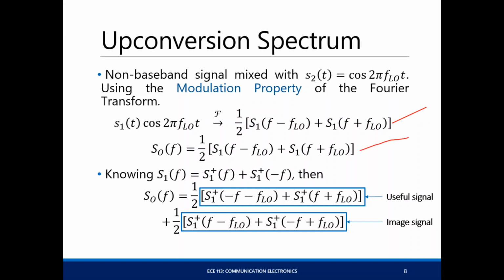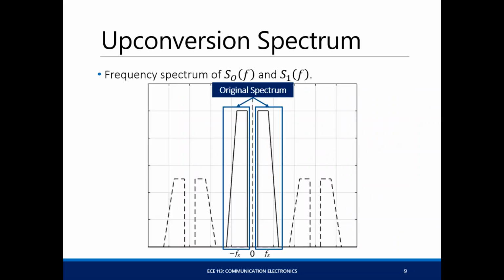Since S1 of f is your positive plus your negative frequency component, we get two terms right here: your useful signal and some image signal. To visualize that, we have this. The original spectrum is something like this at the middle. If we upconvert them, we have this and this.